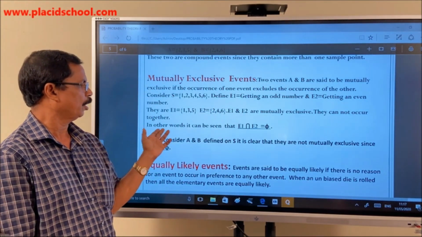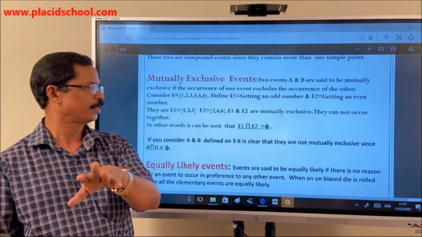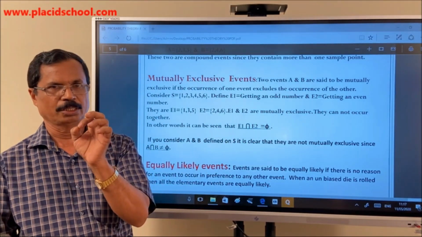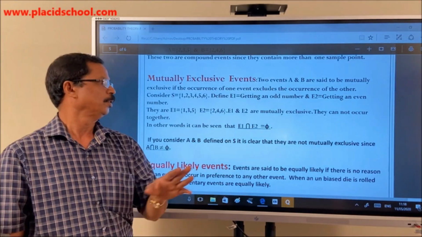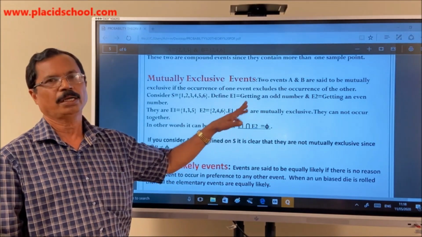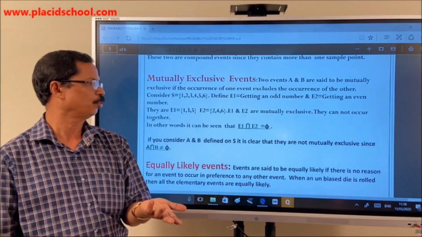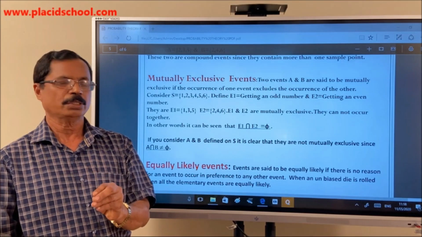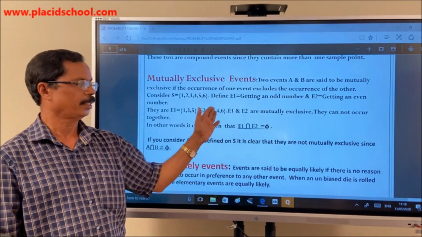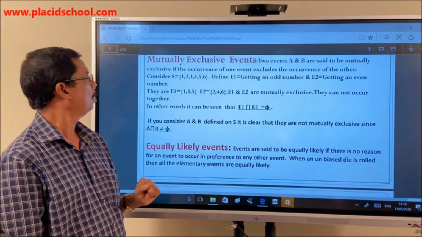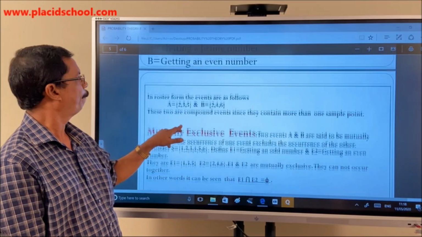And another important thing you can notice there is E1 intersection E2 is always null set. It is very important. When you talk about two mutually exclusive events, you remember this: E1 intersection E2 is always a null set. If A and B are another two events, and they are mutually exclusive, then A intersection B must be a null set.